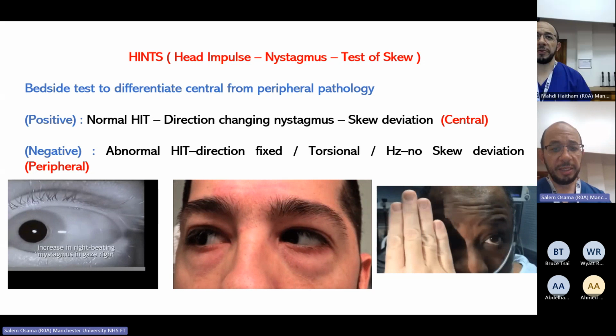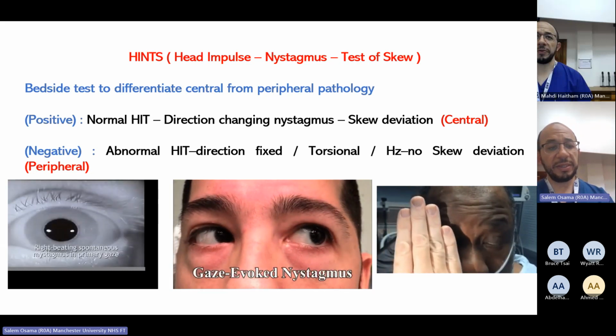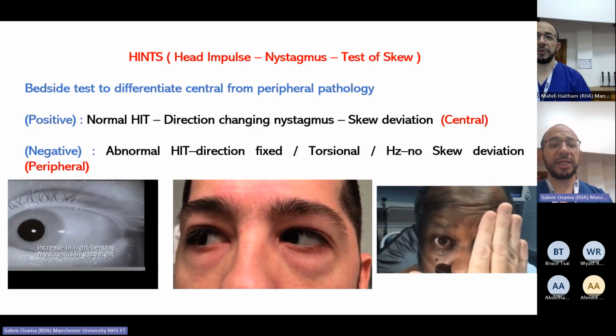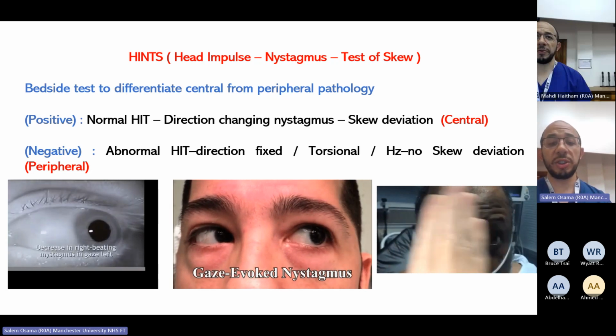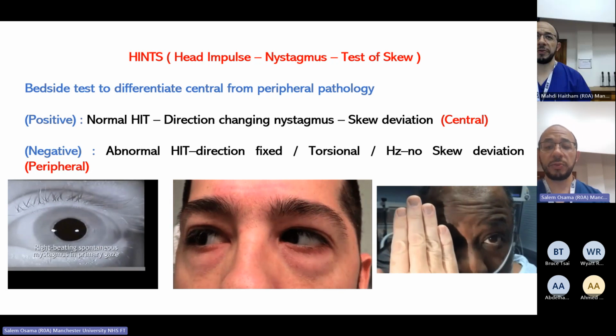So if you see the first on the left, this is the nystagmus of a peripheral cause, but in the middle you can see direction-changing nystagmus, which is characteristic of a central lesion. And the last thing, this is the test of skew that we do.